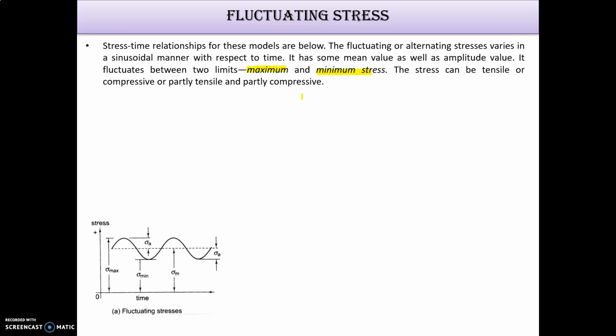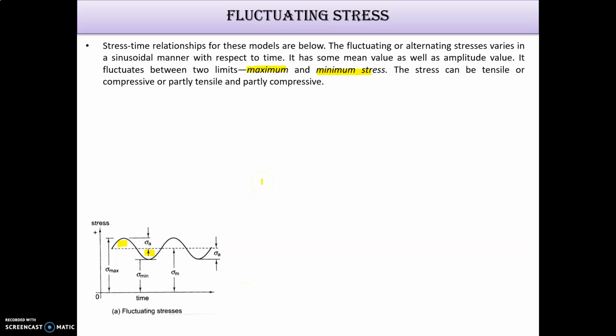Let's see the graph for it. This can be considered as tensile, and this as compressive. This is the maximum stress: from the time axis to this peak point is the maximum value, and from the time axis to this is the minimum value, and this is the amplitude of this stress for this sine curve. This is a graph of stress versus time. This is also sigma a, and this is also sigma a. So this is how you can draw the graph.